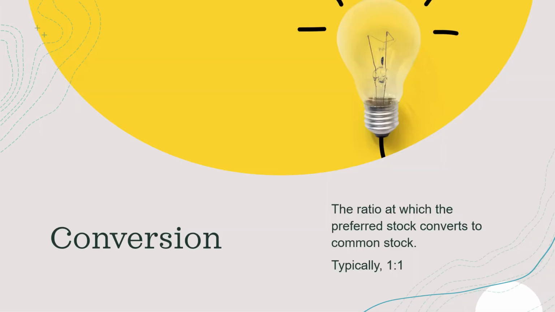The preferred stock converts to common stock. This typically happens on a 1-for-1 basis. This means $1 for $1. For every dollar of preferred stock, you will receive $1 of common stock when converted. Conversions can be optional to your preferred stockholders.